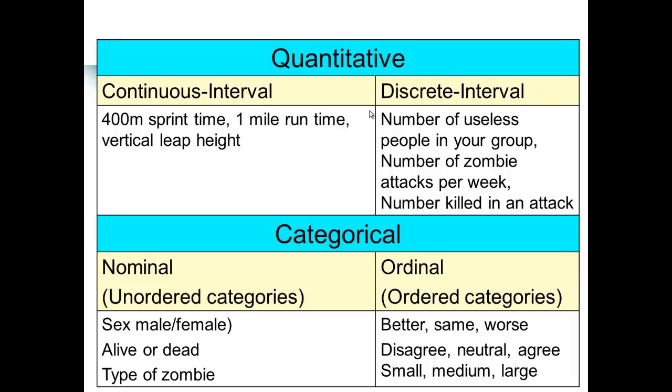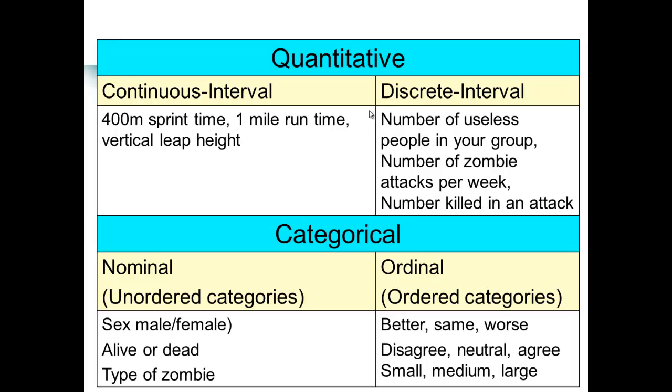So for example, you see this a lot if you think about things in time. A 400-meter sprint time, you could measure that in minutes, seconds, tenths of a second, hundredths of a second, thousandths of a second, ten thousandths of a second, etc. You can take that down to a very, very precise level. Compare that to a discrete interval variable, which tends to be whole numbers of things. So you can't have 1.5 useless people in your group, or 1.5 zombie attacks a week. You basically have one zombie attack per week, or you have two. There's no middle ground there.